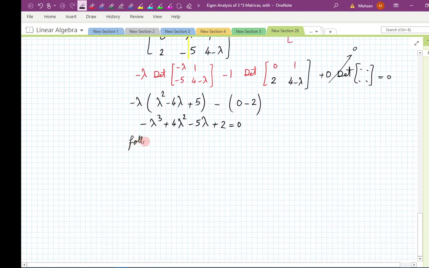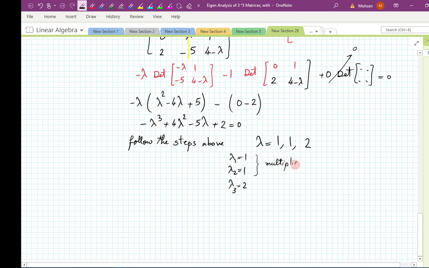So here, follow the steps above to get lambda is either 1 or 2. So this might be listed as lambda 1 is equal to 1, lambda 2 is equal to 1, lambda 3 is equal to 2. These are going to be called roots of multiplicity 2. And this type of multiplicity is going to be called algebraic.